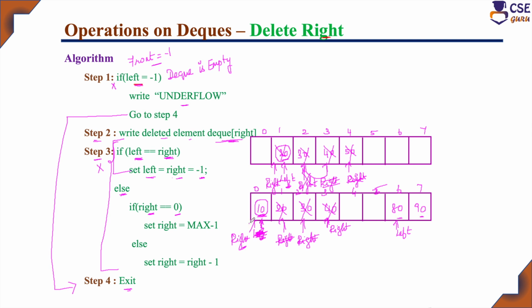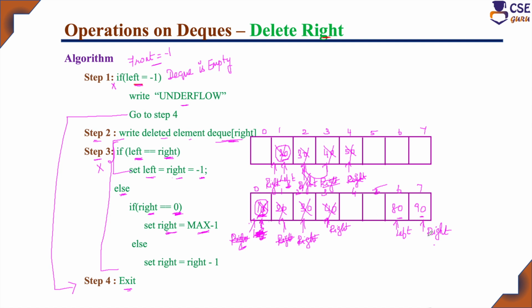So in this case, if the right pointer is pointing to the 0th memory location, after deleting this element, reassign the right pointer to the max -1 position. Afterwards, if you want to implement delete right operation, it will start with the maximum position. What is the maximum position in the array, the Q array? It has to point to that memory location. So if the right pointer is pointing to the 0th memory location, after deleting this element, reset the right pointer to max -1 position. Now you have to reset here.